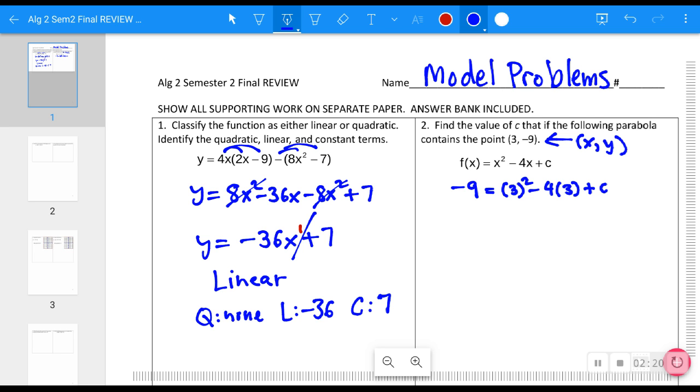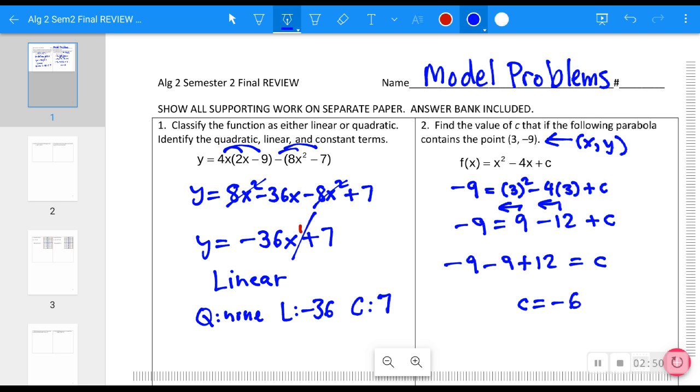Okay, so now it's just a matter of simplifying this and solving for c. So we have negative 9 here. The 3 squared is 9, and then minus 12 plus c. And we'll subtract 9 and add 12 from the other side. And that tells us c is equal to negative 6.